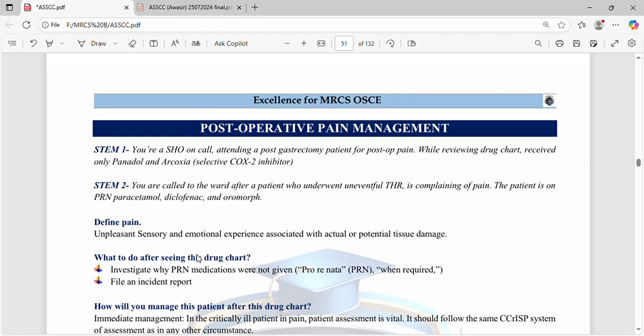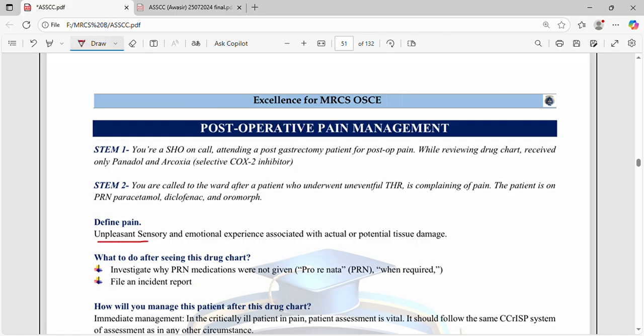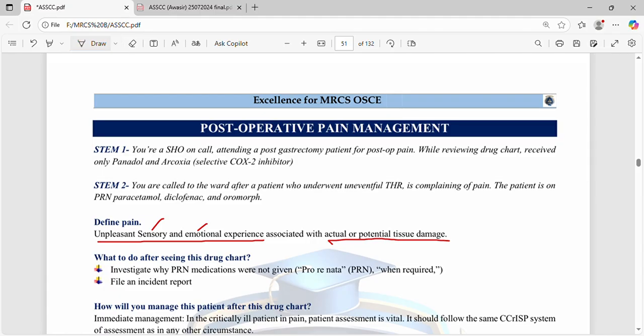So, define pain: an unpleasant sensory and emotional experience associated with actual or potential tissue damage. Sensory and emotional experience, these are the two components, associated with actual or potential tissue damage.